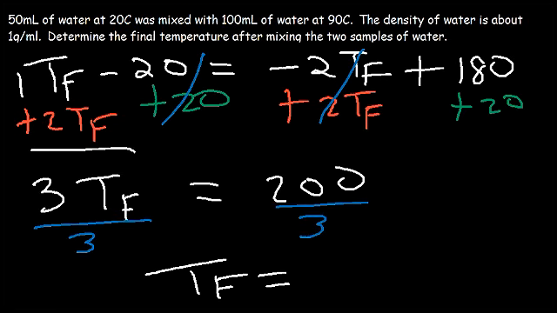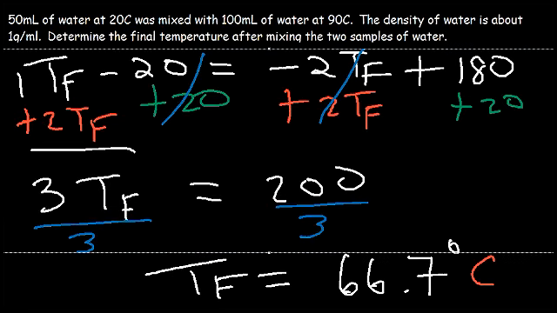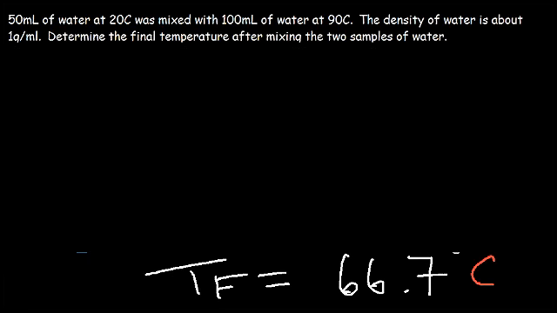So the final temperature is 200 divided by 3, which is 66.7 degrees Celsius, which is between 55 and 90, as we predicted. So that's how you can calculate the final temperature after mixing two samples of water at different temperatures.